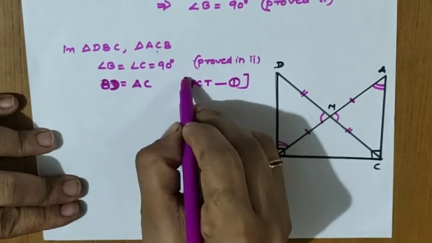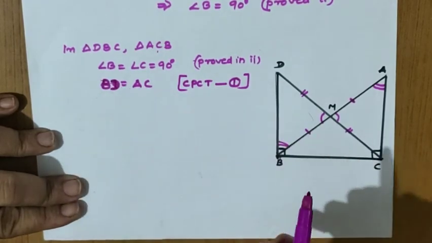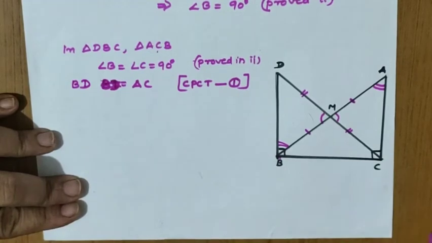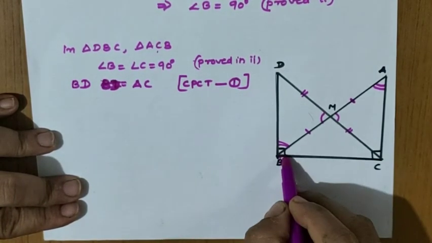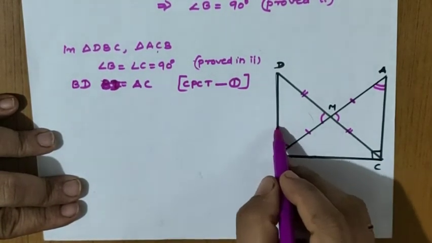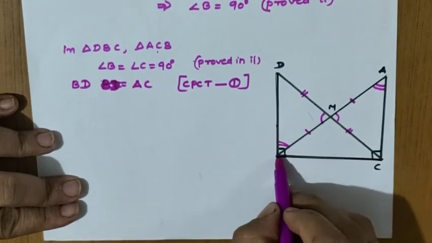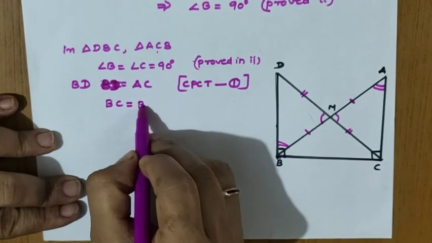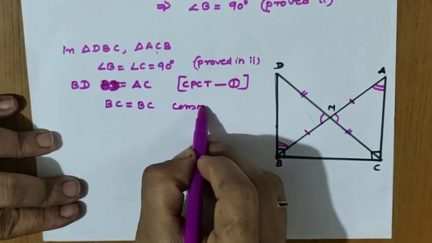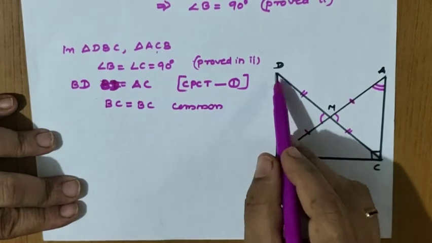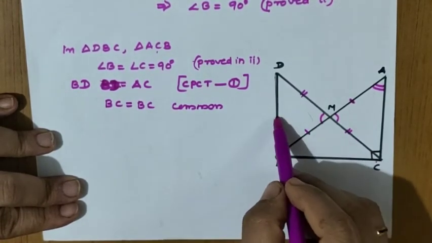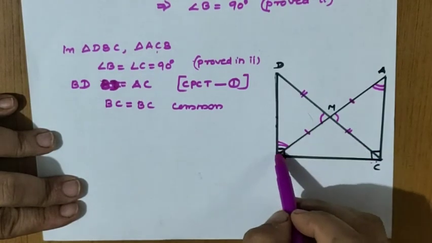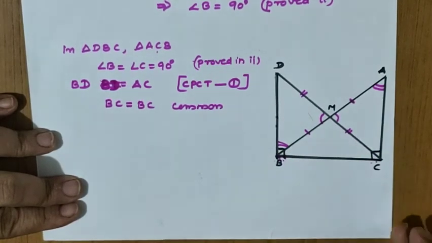CPCT equation 1, right? So BD equal to AC. If you are having doubt, I'll repeat once again. BD equal to AC. So what we got here? Angle B we got and BD we got by the CPCT. Now can I take BC here? BC equal to BC common. Just check once again which is the triangle: DBC. BD I have written, angle B I have written, BC I have taken. So BC and BD making angle B. So included angle we got.